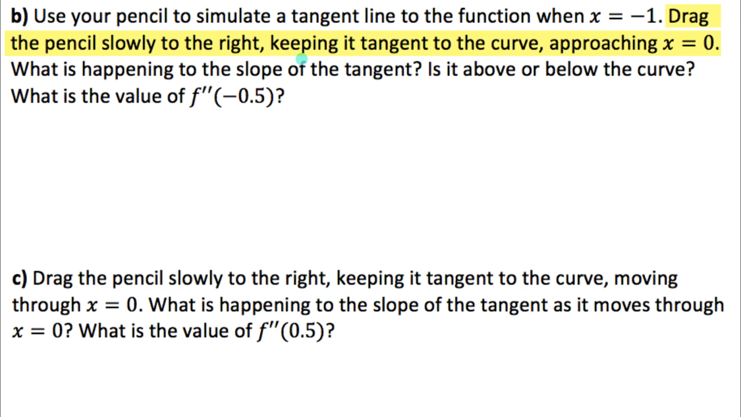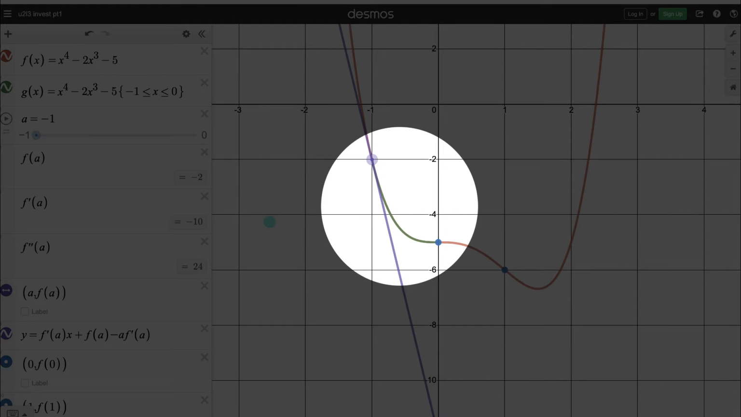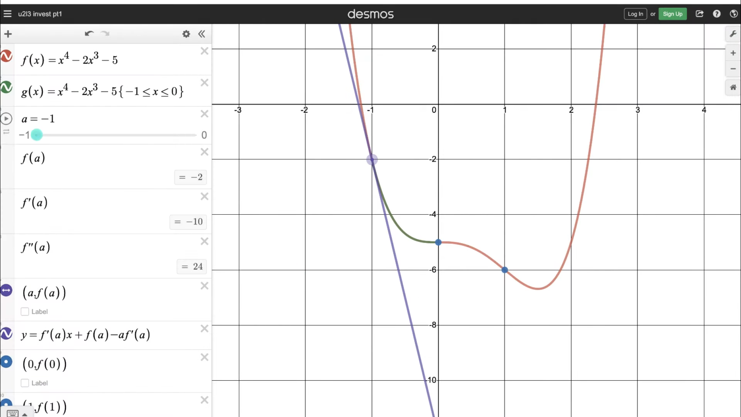And then it says, drag the pencil slowly to the right, keeping it tangent to the curve, approaching x equals 0. So let me just highlight the section in the graph between an x value of -1 and 0. So you notice that changed to a green section now. And it says drag your pencil to the right, approaching x equals 0, keeping your pencil tangent to the curve. So what should happen is your pencil should look like what's happening to this purple tangent line that Desmos is graphing.